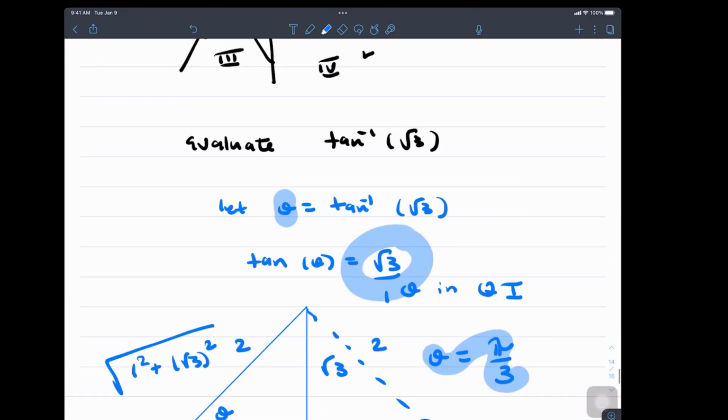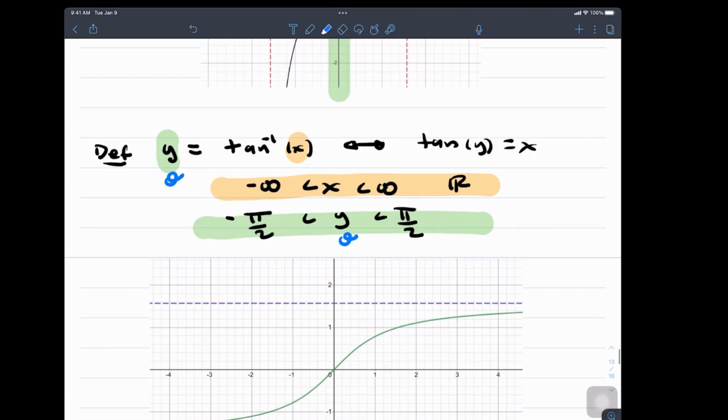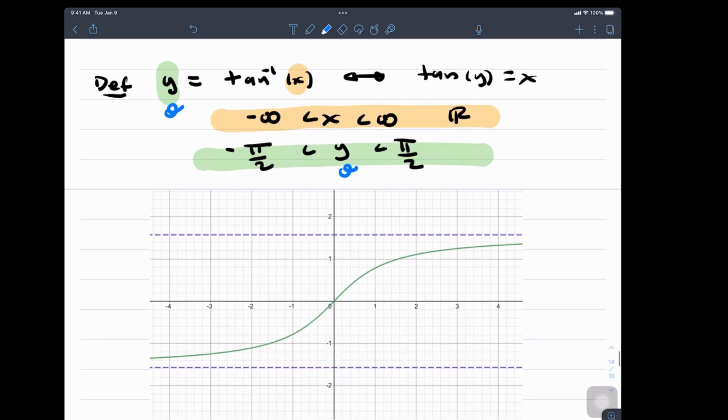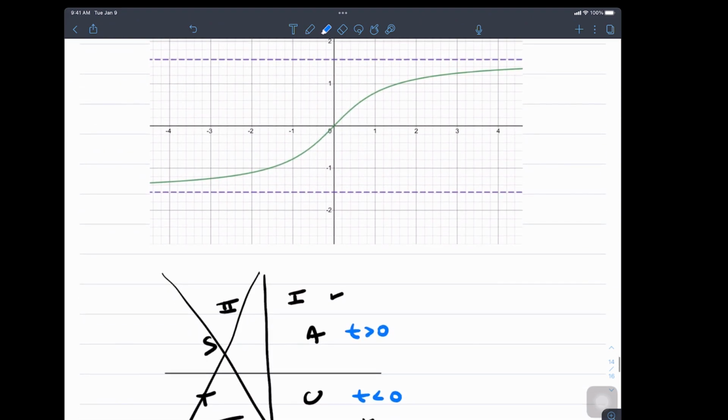So you answer the question. This is going to equal what? Pi over what? 3, ladies and gentlemen. There it is. So that's what you're looking for. Theta is pi over 3.